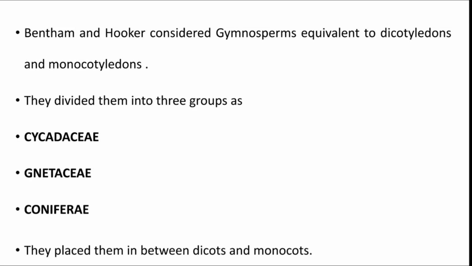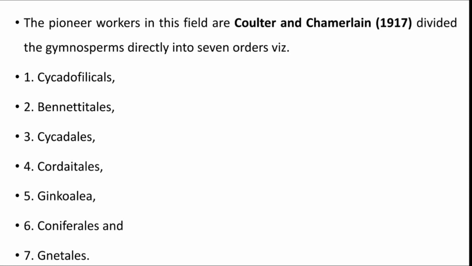Then Bentham and Hooker considered gymnosperms equivalent to dicots and monocots. Dicots and monocots are actually two divisions of angiosperms, but Bentham and Hooker treated gymnosperms equally as dicots and monocots, and placed the gymnosperms between dicots and monocots. He divided the whole group of gymnosperms into three groups: one is Cycadaceae, one is Gnetaceae, and the third one is Coniferae.